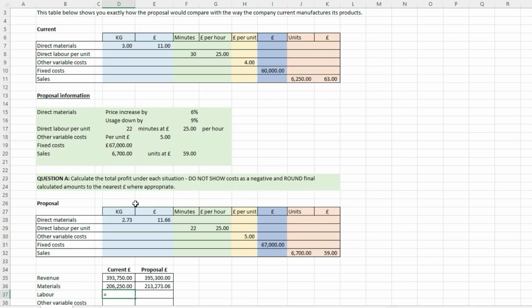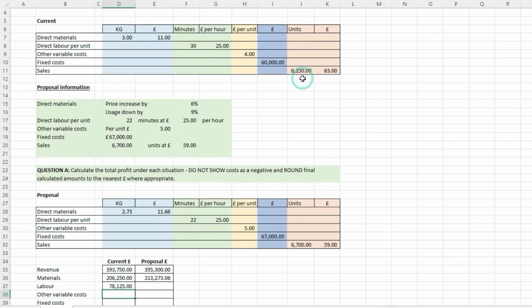So that's going to give us £213,273.06. Labour, so this is where people go wrong sometimes because this is total cost per hour. So we've got £25 per hour. So we need to take that and then divide that by 2 because it's taking 30 minutes to create 1 unit. And then we're going to times that by the total units. So that gives us 78,125.